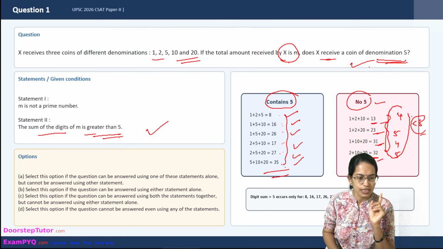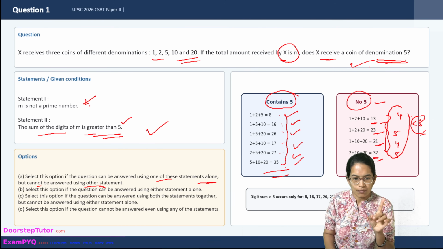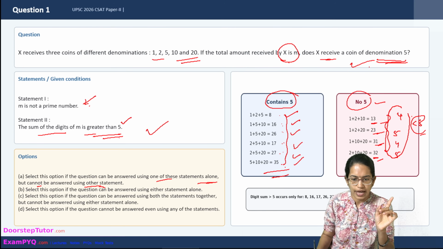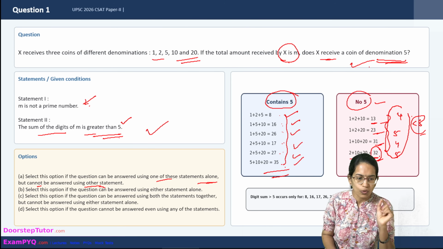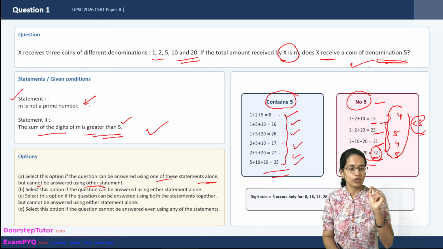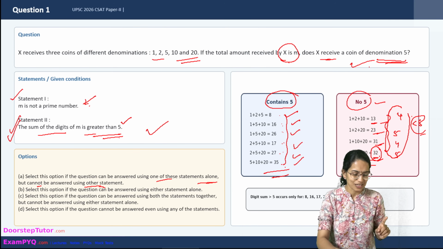Okay, now the question says I can select the option if the question can be answered by using one of the statements alone but cannot be answered using the other. So if I am only saying that M is not prime, I cannot answer, but if I say statement 2, I can definitely answer this question. So statement 1 alone is not sufficient, because I have 32 here, which does not include 5 but the number is not prime, it's 32. So with statement 1 alone I cannot make it possible, but with statement 2 I can definitely make it possible. An interesting question it was.